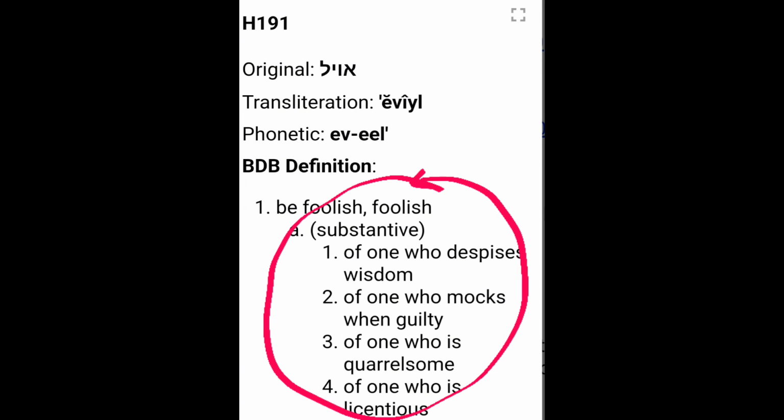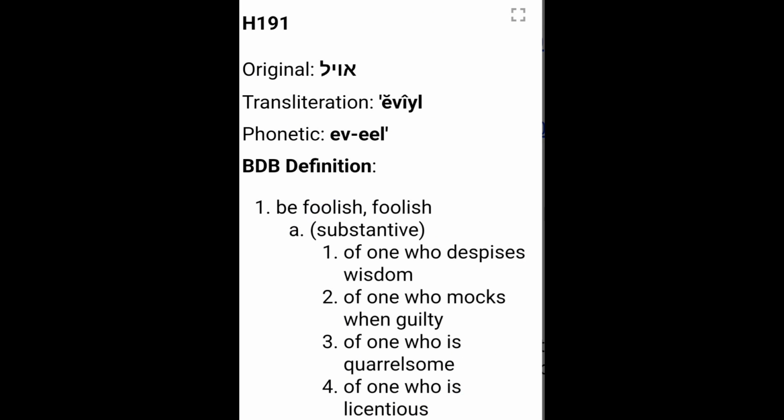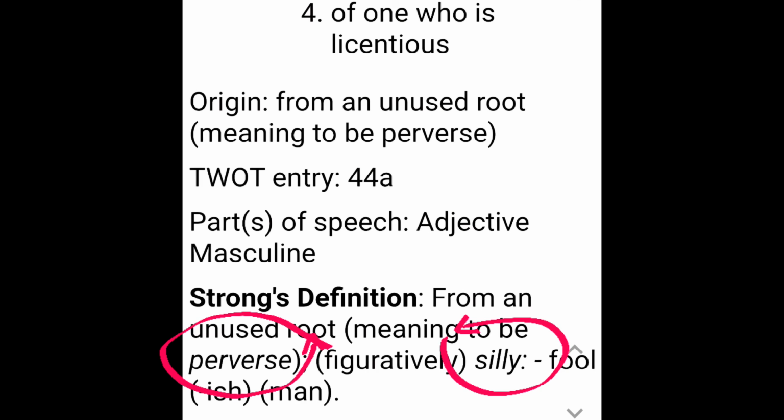Evil, to be foolish, one who despises wisdom, one who mocks when guilty, one who is quarrelsome, one who is licentious. Coming from an unused root meaning to be perverse, figuratively silly or foolish. Is it possible we have borrowed this Hebrew word evil and brought it into our English language as our word evil and attributed all of those possible definitions and nuances to its meaning?